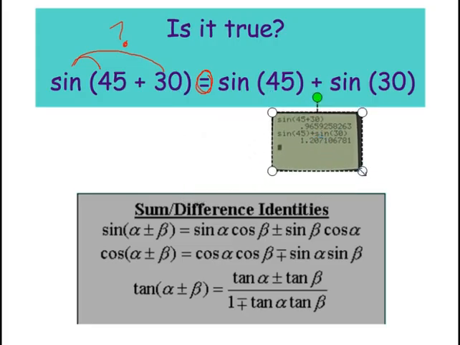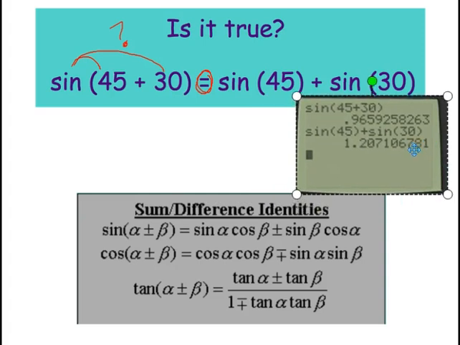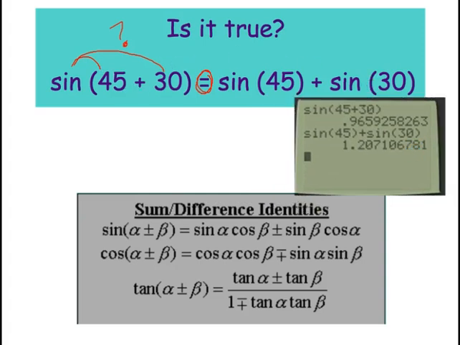Let me screenshot that. So notice how they're actually not the same. So this distribution that we thought we could do, we actually can't. Okay, so we cannot distribute. The sine of 45 plus 30 is not equal to the sine of 45 plus the sine of 30.